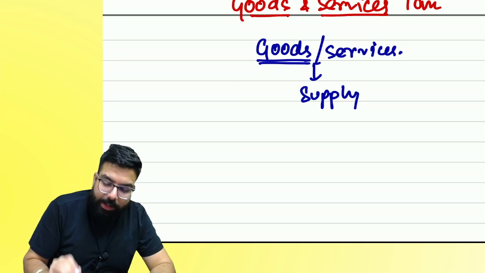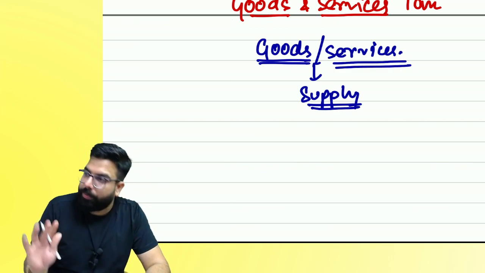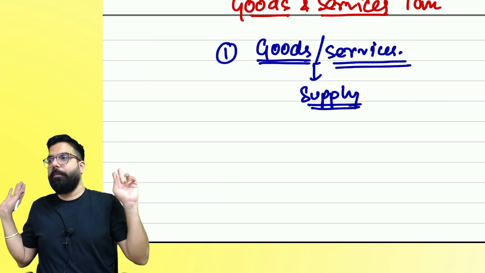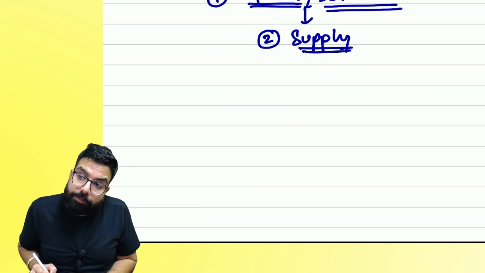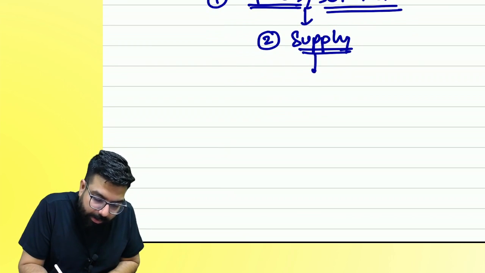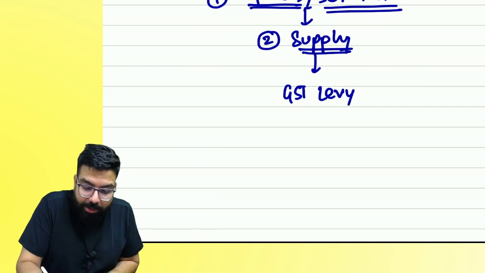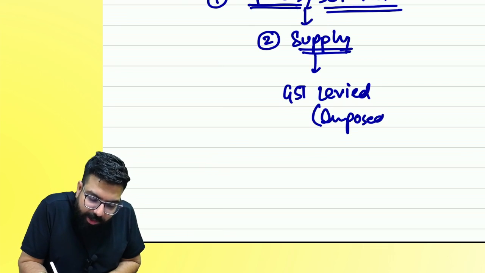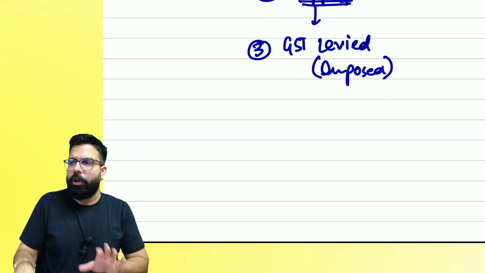Now, for anything and everything, if I am providing goods or I am supplying service, I have to supply. But first step, it has to be goods or service. Do you guys agree with me? Second step, it has to be supplied. Then third step, GST will get imposed. In GST term, it is called levy. Levied. The meaning is GST got imposed. Are we clear, everyone? Third step, GST got imposed.